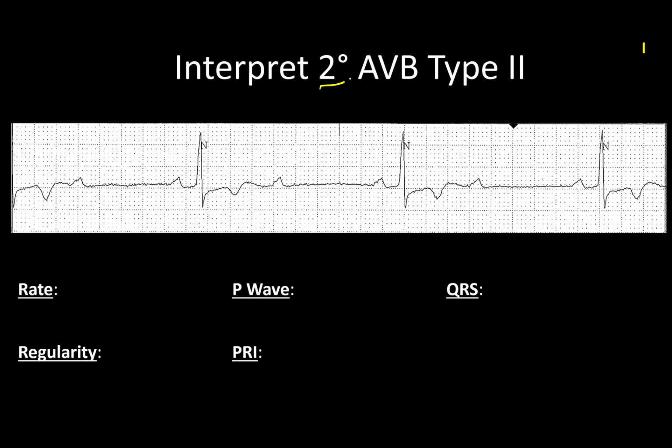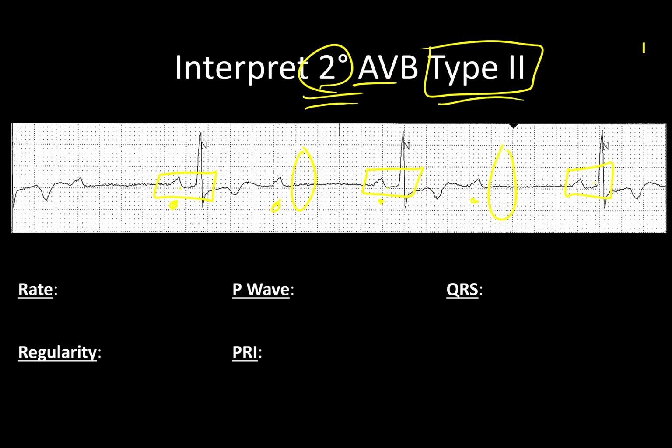Second degree AV block type 2. So what makes this a second degree block? Well, you've got your P waves, but then you've got your dropped QRS's there. So that's the first part of it that makes it a second degree block. The second part is that your PRI is consistent every single time. Now this one, granted, is dropping every other beat, but if you'll notice, every single time we have a PRI, they are the same. So by definition, this is a second degree type 2.